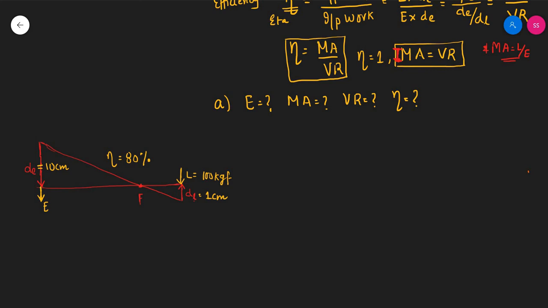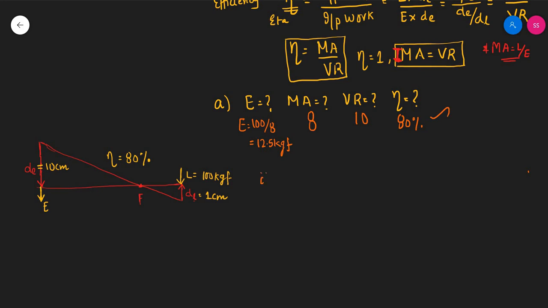Sorry, you have efficiency already given, so you know that that's 80%. And your velocity ratio you should get as 10. And you should have got your mechanical advantage as 8, and your effort would be 100, which is load, divided by 8, which you'd have got as 12.5 kgf. So if you've got these answers, then you're right. And let's see how we have got this.